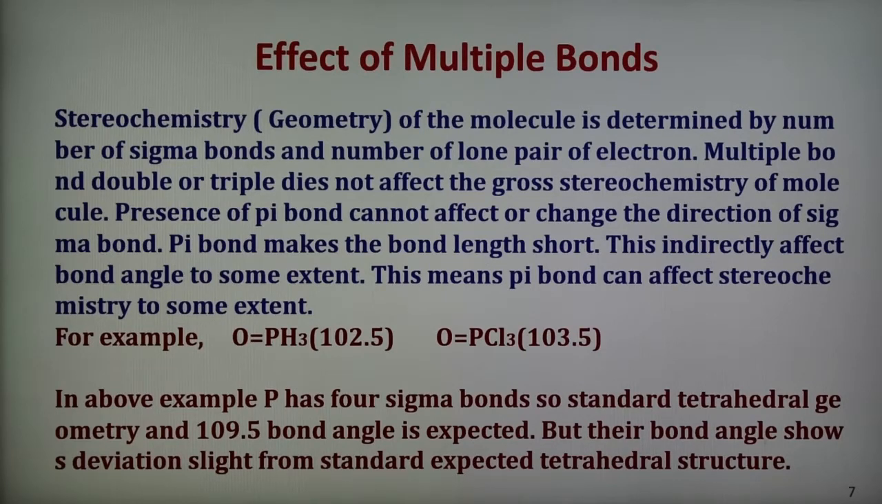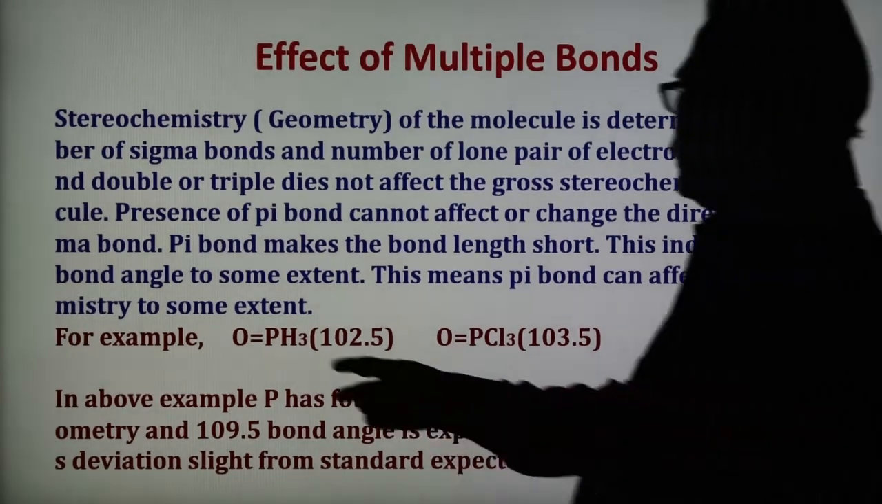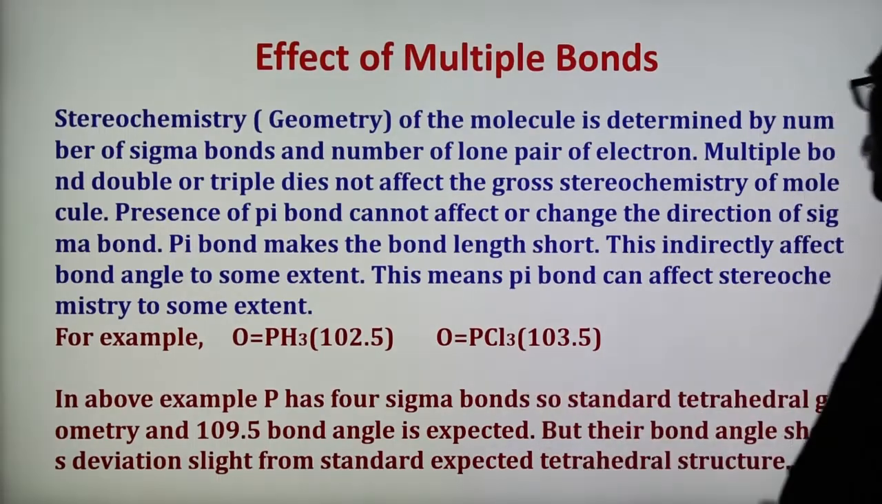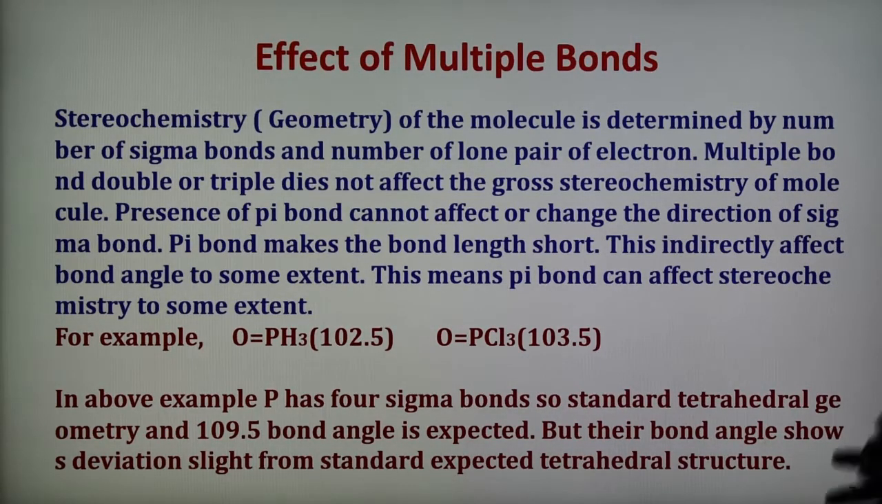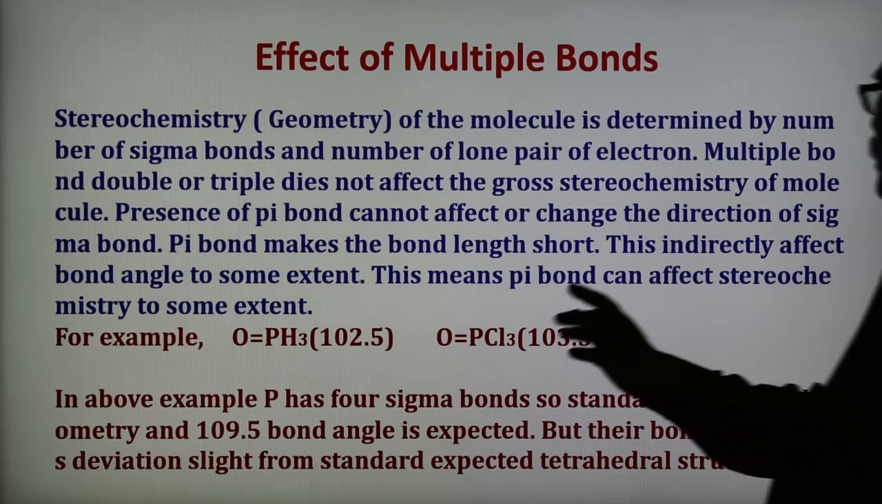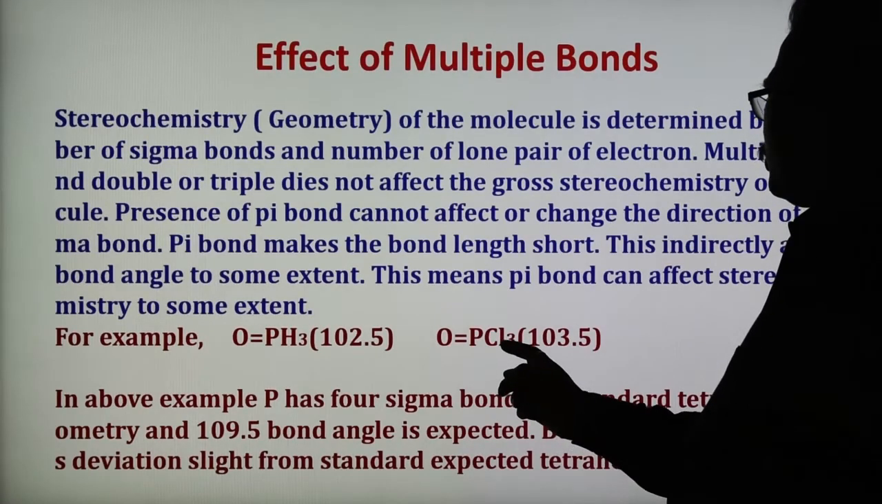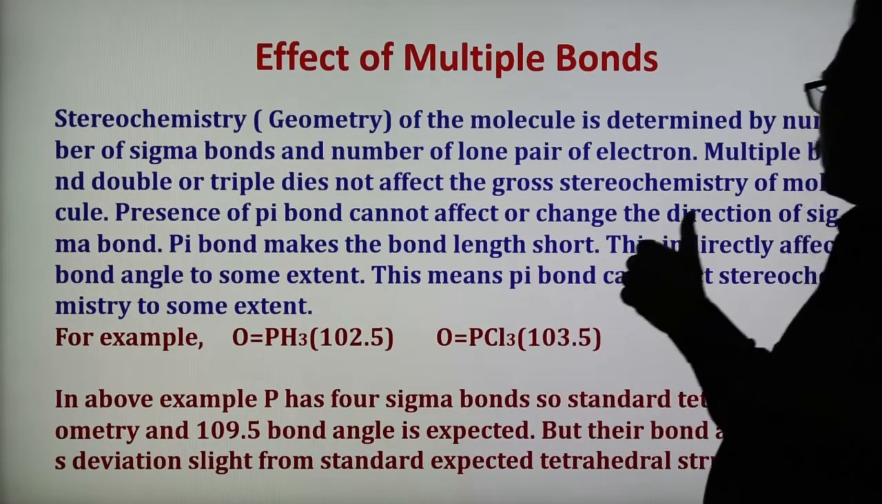A pi bond makes the bond length short, and therefore this indirectly affects the bond angle to some extent. This means that a pi bond can affect the geometry to some extent. An example for this case is POH3 and OPCl3. Here the formula is the same, but here is the more electronegative Cl, and therefore the bond angle is more.